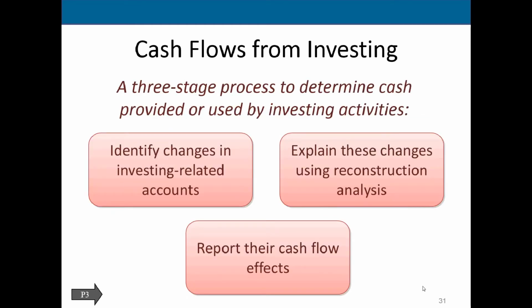So let's look at investing and financing. The first thing a publisher is going to tell you is that this is a three-stage process, and I think that's a bunch of baloney, right? It says identify changes in investing-related accounts and explain these using reconstruction analysis. What are you talking about? Is this botched or something? No, you don't have to go through all of this. And the truth of the matter is that investing transactions are large enough that they're very easy to identify and find in our financial statements or in our transaction details. Same thing with financing activities, very easy to determine whether cash was used or provided by.